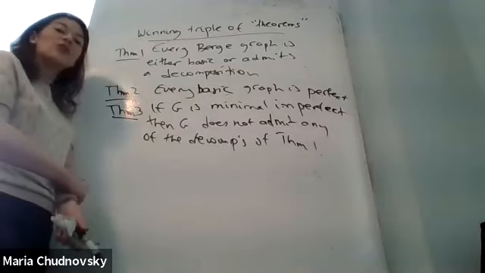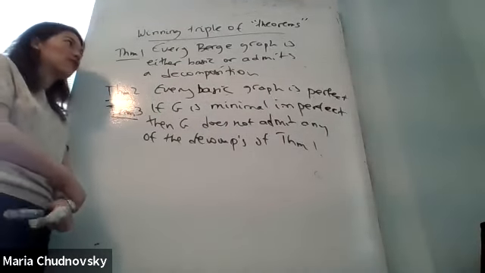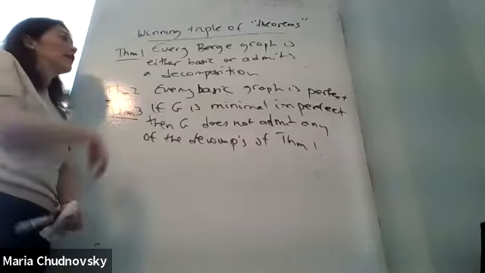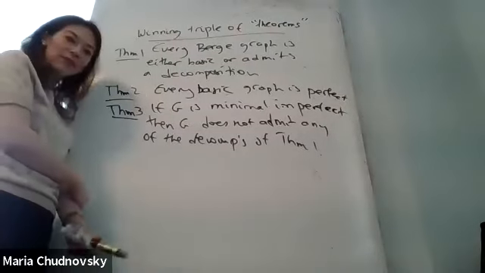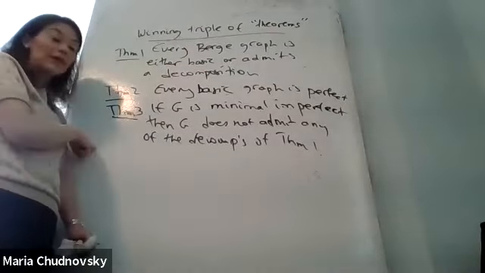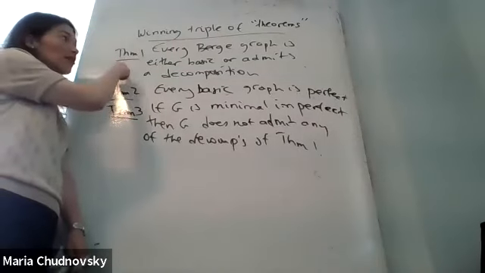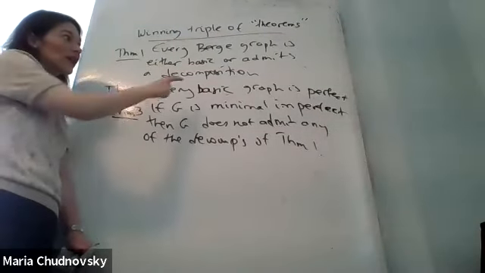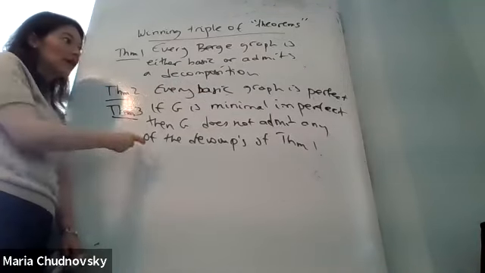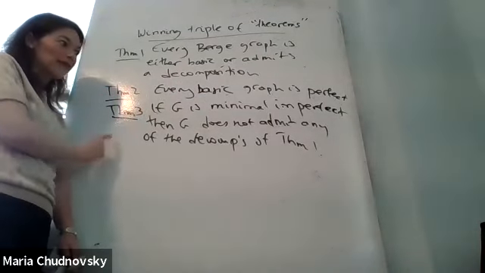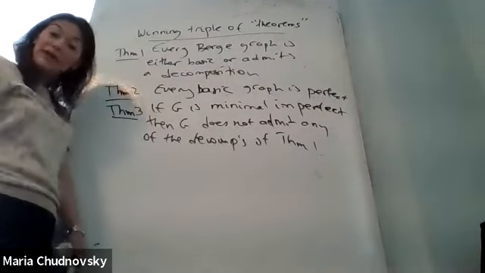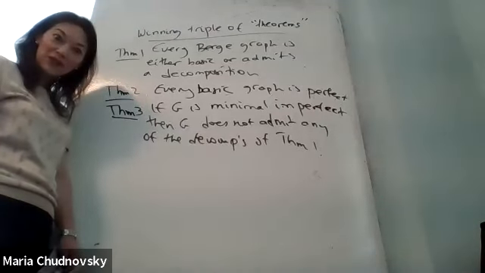So start again. Suppose I could come up with definitions of basic graphs and definitions of decompositions, so that I could prove this triple. Every Berge graph is either basic or admits a decomposition. Every basic graph is perfect. A minimal imperfect graph does not admit any of the decompositions. Well, then I'm done. Then I've proved the strong perfect graph theorem, right?